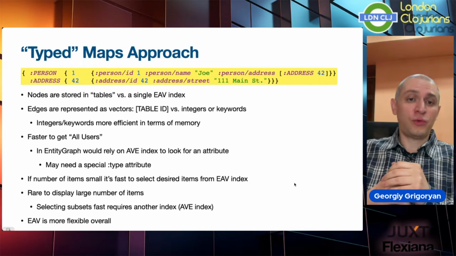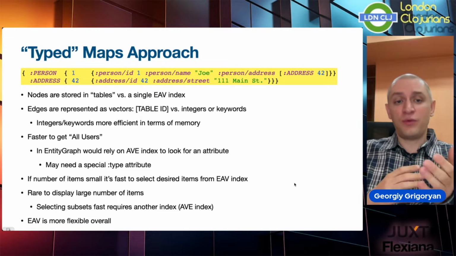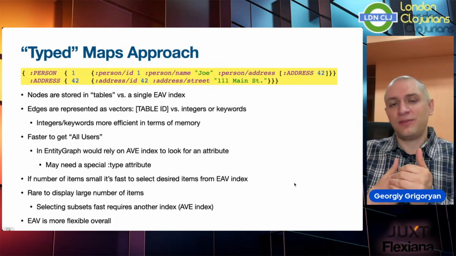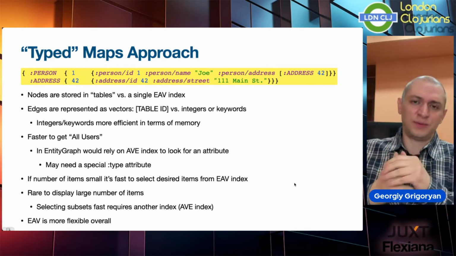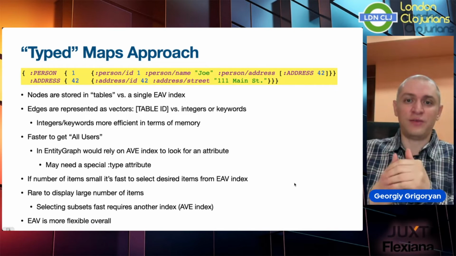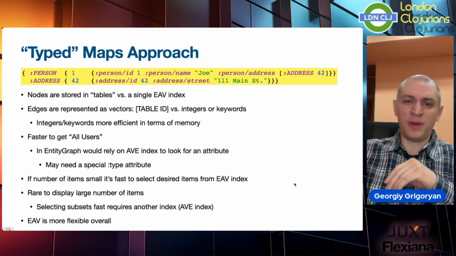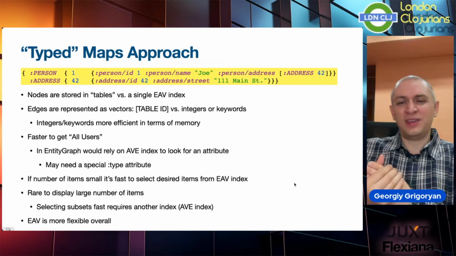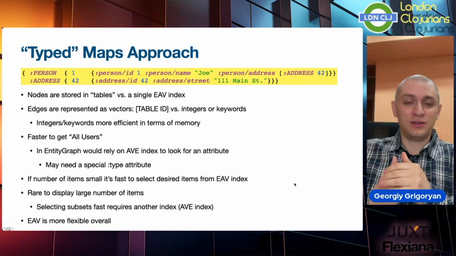So this is obviously slower, but it's still fast enough. If the number of items is small, like 10 or 100, it's fast. If it's 1,000, it's still fast, but it's unlikely that you'll dump all 1,000 rows on the screen in your user interface. You're probably going to select some subset, maybe paginate, and maybe sort them in some way. And for that, you're going to need the AV index anyway, unless you want to scan the whole table.